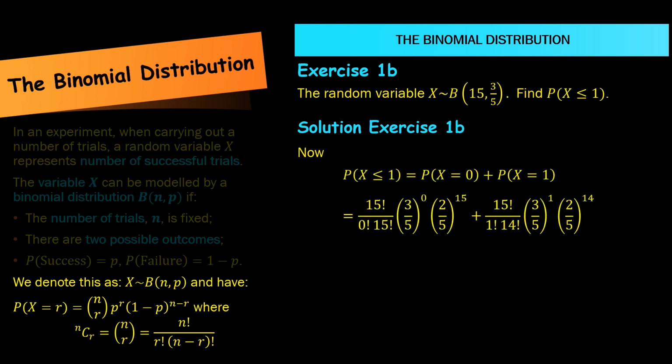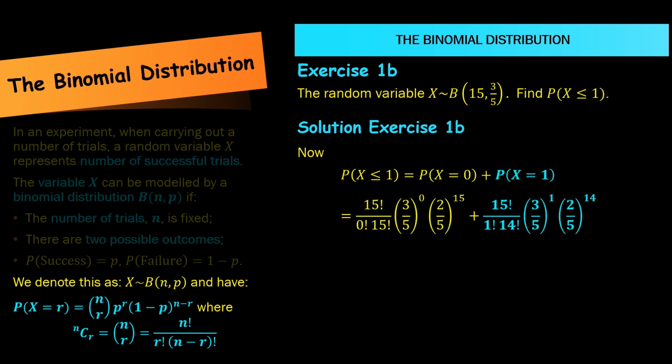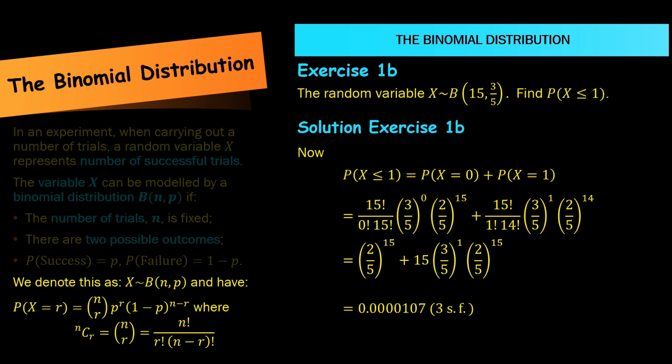And again, if we plug in the particular values of r, n and p, we obtain for this expression, when r equals 0, n equals 15, and p of course is 3/5. Here we have r equals 1, n equals 15, and p equals 3/5 again. And then tidying up and calculating gives us that probability x less than or equal to 1 is 0.0000107 to 3 significant figures.